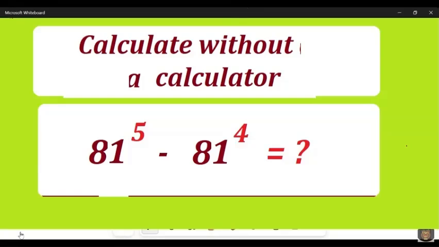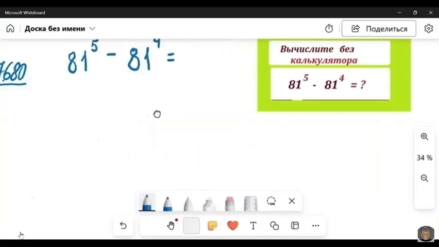So, let's look at the conditions. We have 81 to the fifth power minus 81 to the fourth power to calculate. The powers are small, but the base is large, so the calculation will be quite average.